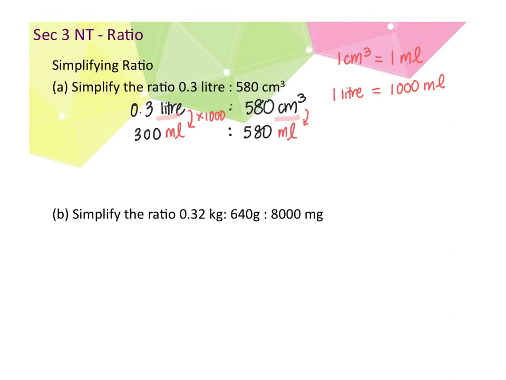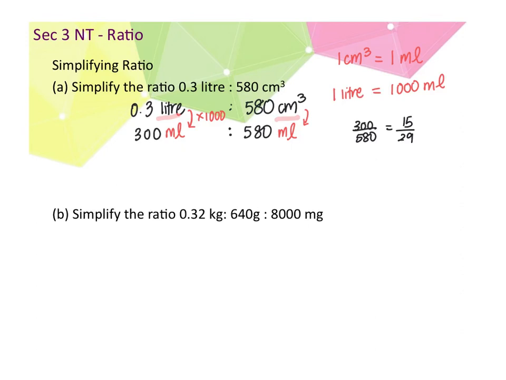Now we need to simplify these two ratios. We need to divide them by a common factor. What you can do alternatively is to use the calculator, 300 over 580, and see what it gives you. In my calculator, 300 over 580 is 15 over 29. That means my final answer for the ratio will be 15:29.